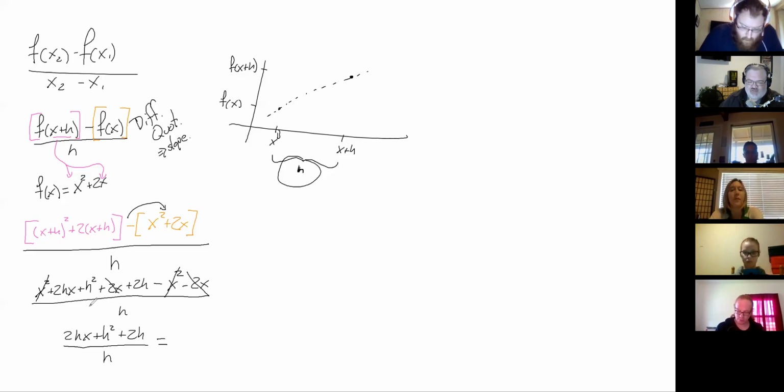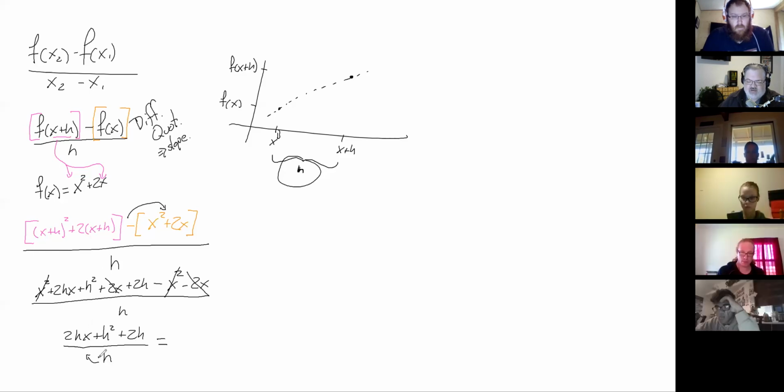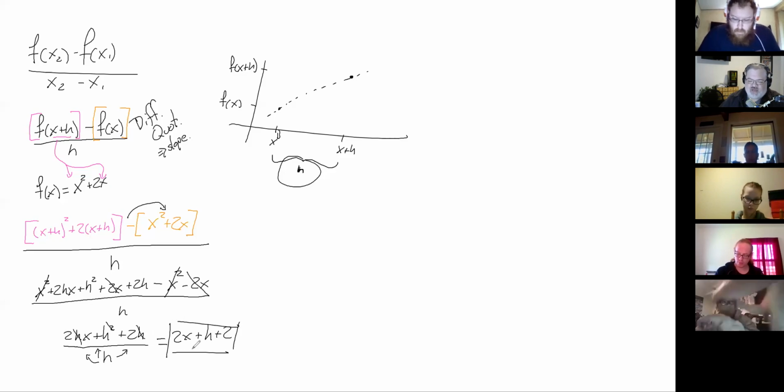But notice with the canceling up here, there's a factor of h in each of these terms. So we can take this h and divide it into each of those terms, and it's going to cancel there. One of them is going to cancel here, it's going to cancel there, and we're going to be left with 2x plus h plus 2. So that's what we get when we evaluate this difference quotient. We have a fair amount of work going on here, but it does simplify down to this fairly straightforward 2x plus h plus 2.